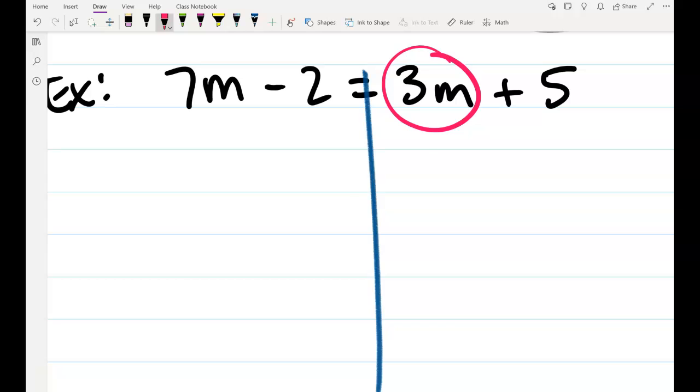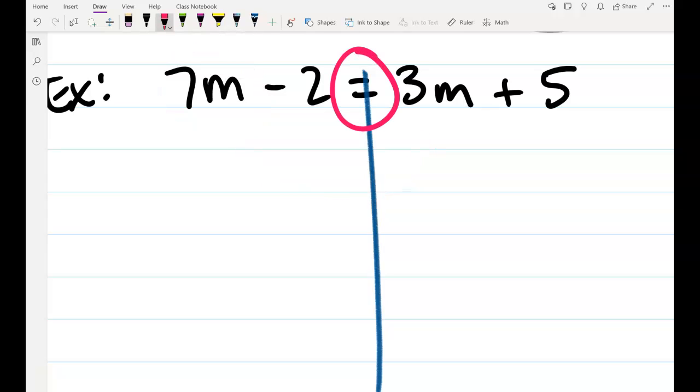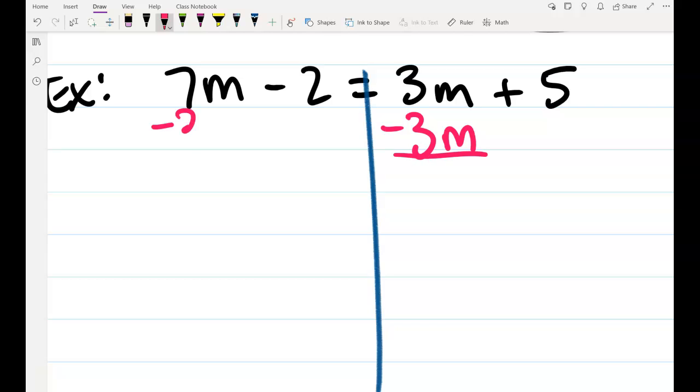I can either take the 3m and move it to the 7m, or I can take the 7m and move it to the 3m. Either way, as long as I'm observing equality, it doesn't really matter. But for the sake of argument, and because equations are a whole lot easier when the variable is on the left side, we're going to move the 3m to the left side. So if this is a positive 3m, I have to use the inverse operation, which is negative 3m or minus 3m. I place it over here.